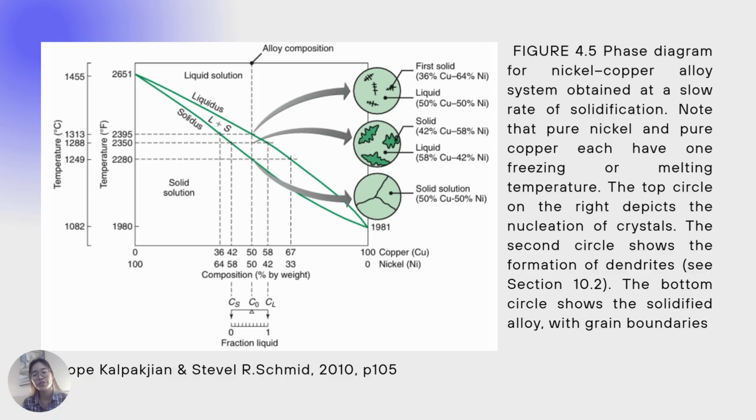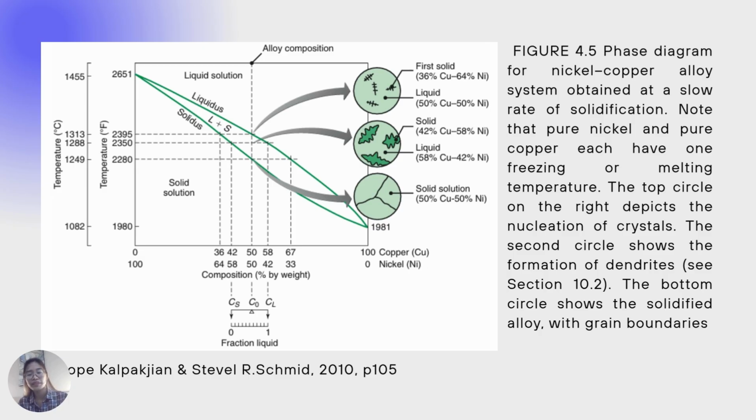This figure shows the binary phase diagram for the nickel-copper system, which is an isomorphous alloy, meaning the two elements are completely soluble in both liquid and solid states. On the left side, we have pure copper, and on the right, pure nickel, each with its own melting point. The diagram's liquidus and solidus lines define the temperature ranges where solidification occurs. Between those two lines lies a two-phase region, where both solid and liquid phases coexist during cooling.